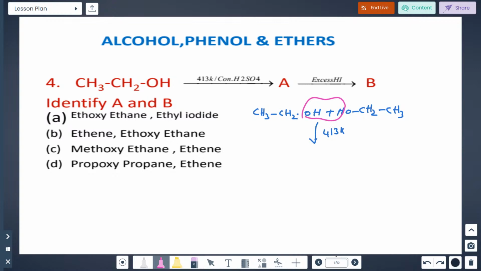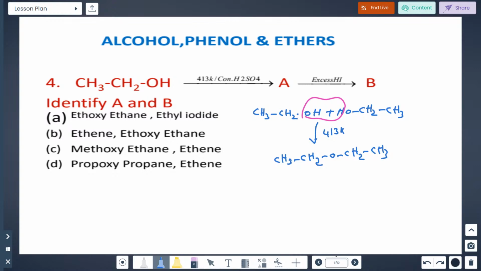H2O is removed, we get the product. Understood? We get the product, simple, CH3, CH2, O. Oxygen in the middle is called what? Ether. Ethoxyethane. Understood? See the option? That A is ethoxyethane. Understood?